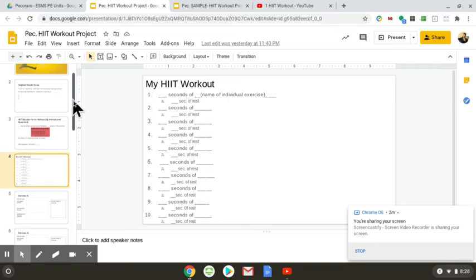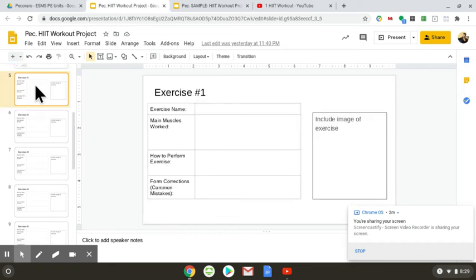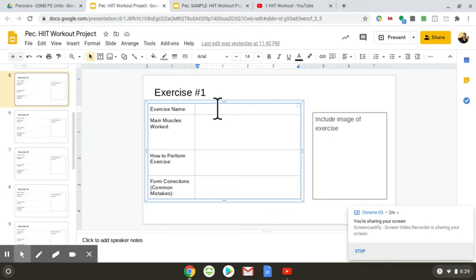Now starts the process of explaining each exercise. Each one that you chose, numbers 1 through 10. There are 10 slides that look just like this. And there's 5 things that you need to fill out to help explain all 10 exercises that you chose. Number 1, you need to include the exercise name. Number 2, you need to include the main muscles worked by that exercise. You'll need to use Google for this. Just Google what are the main muscles that this exercise works, and you'll list them there.